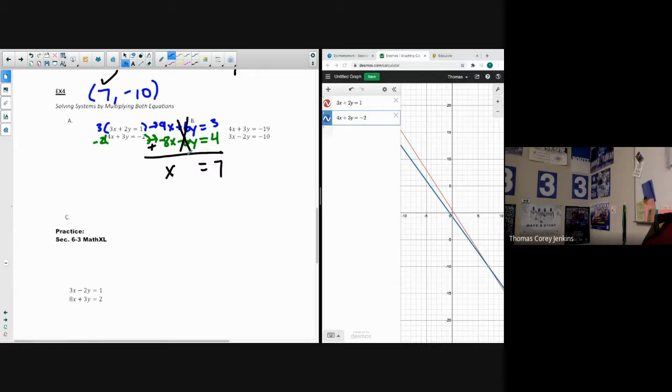So let's just plug that into the top. So that'd be 3 times 7 plus 2 times y equals 1. So first step would be to move this over. That's 21, so I'm going to do minus 21 to both sides. That's going to give me 2y equals negative 20. And negative 20 over 2 gives me that y is negative 10, which is good news. We know we have the right work.